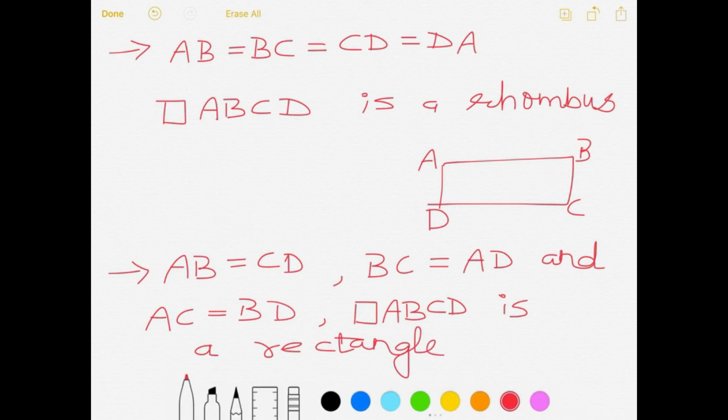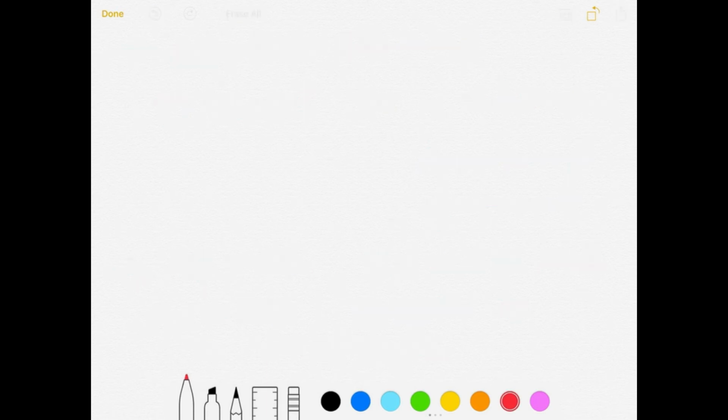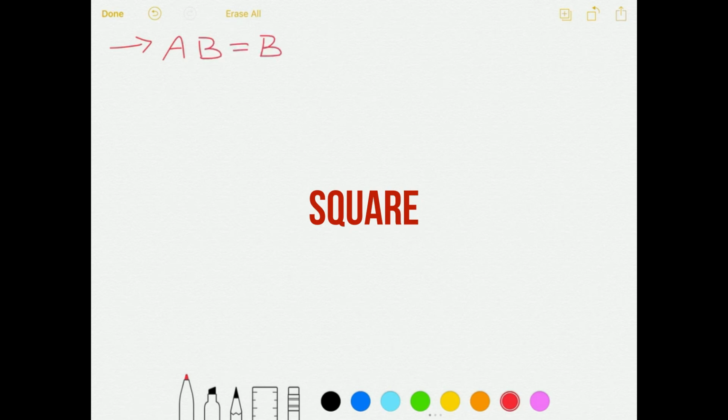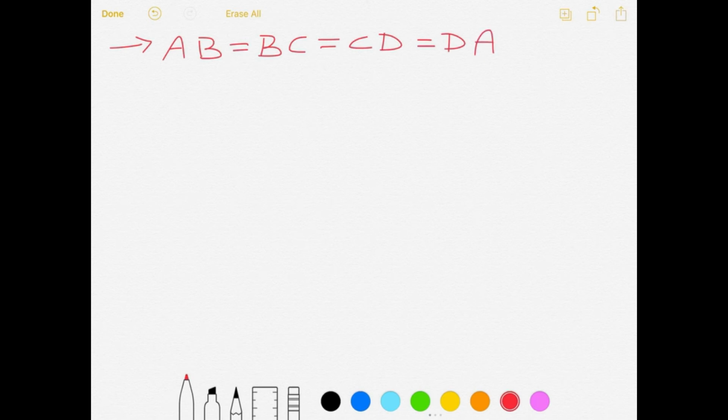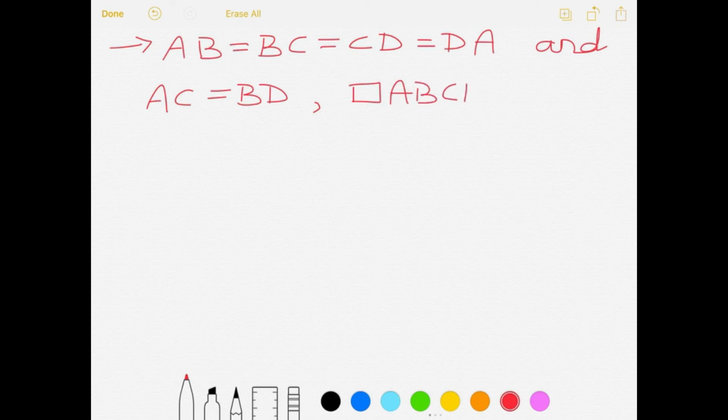See, remember the conditions, okay? If the opposite sides are equal as well as the diagonals are equal in length, then that quadrilateral is a rectangle. And the next condition, if all the four sides have equal measurement, that is AB equals BC equals CD equals DA, and the diagonals are also equal, that is AC equals BD, then that quadrilateral ABCD is a square.